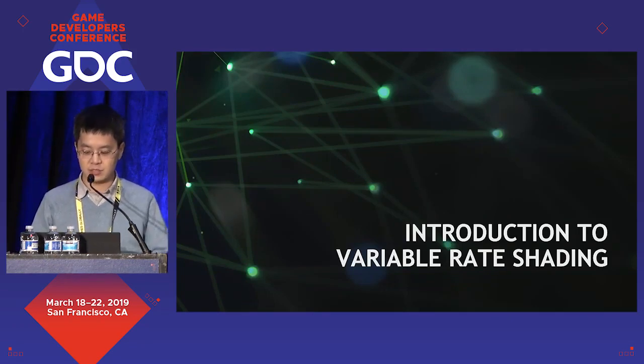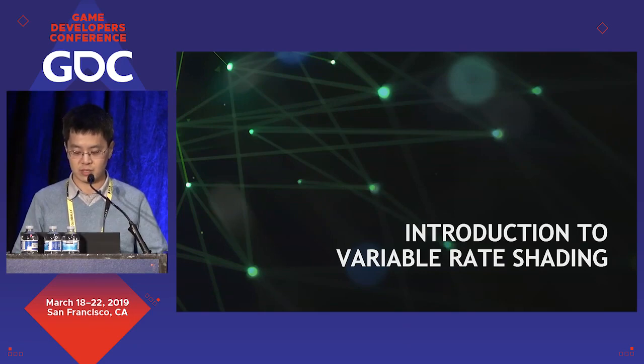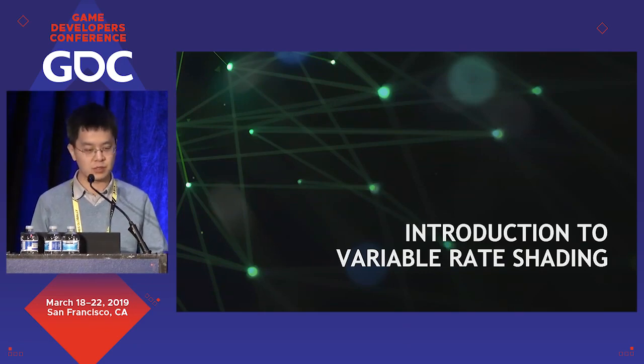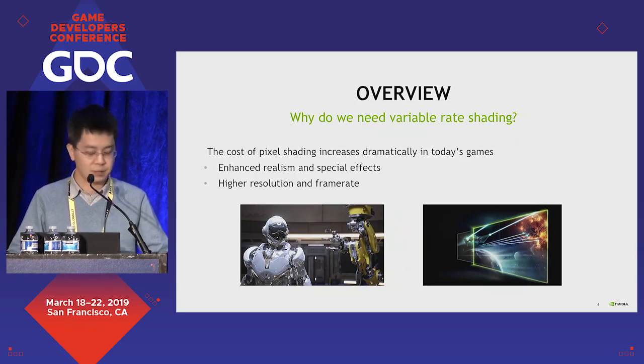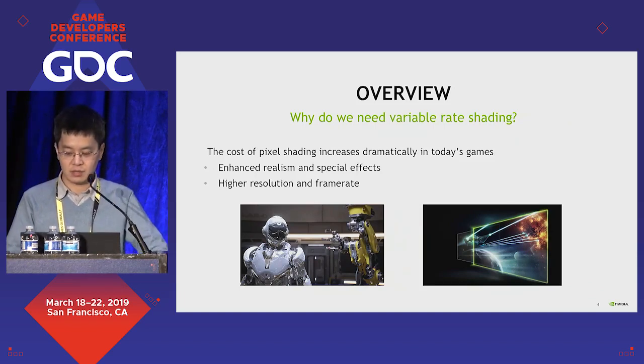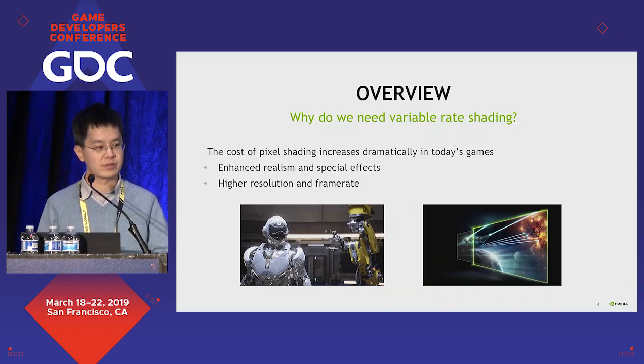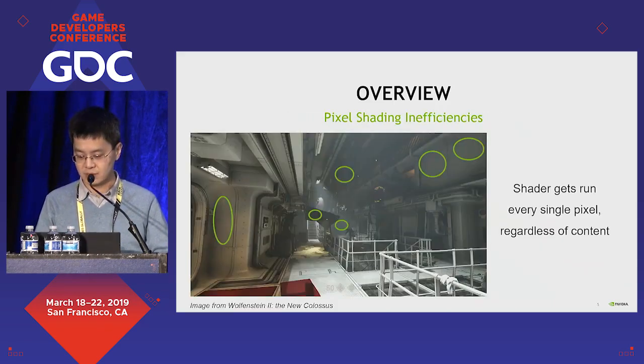So let's look at this new GPU feature first. If you were in the Microsoft VRS talk on Wednesday, this part will be a quick recap of that technique. The reason why we developed variable rate shading is the increasing demand of pixel shading costs in today's games. This is not only driven by the need for enhanced realism and special effects, but also pushed by the fast-moving standards of ultra-high resolution and frame rates.